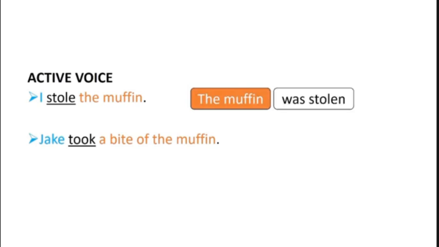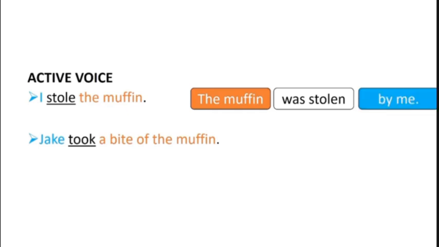Try to change these sentences to passive voice. Start with the object or the receiver of the action. Move it to the subject position. Add the past tense of the be verb and the past participle. That's it. We can end the sentence here without saying who did the action. Or we can add this by phrase.